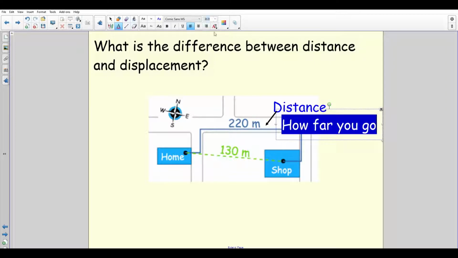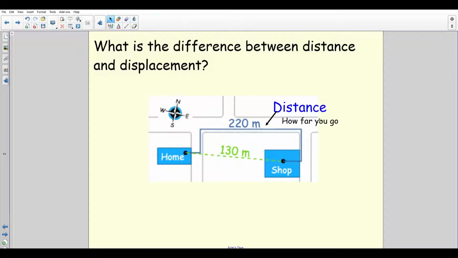So if you imagine looking at a car, if you're driving a car, okay, and you look at how many miles you've gone at the start. Okay, so if your car's done 1,000 miles, or 1,000 meters to make sense with this, at the start of the journey, by the time you got to the shop, it had done 1,220 meters. Okay, so it's just how far you have gone, doesn't matter which way you're going. Okay, now displacement is this one here. Okay, so that is the displacement.